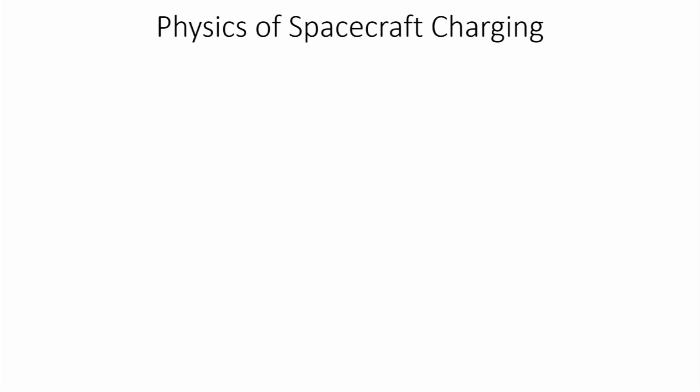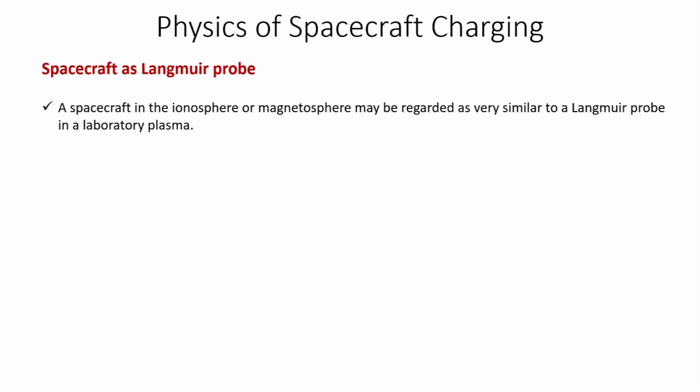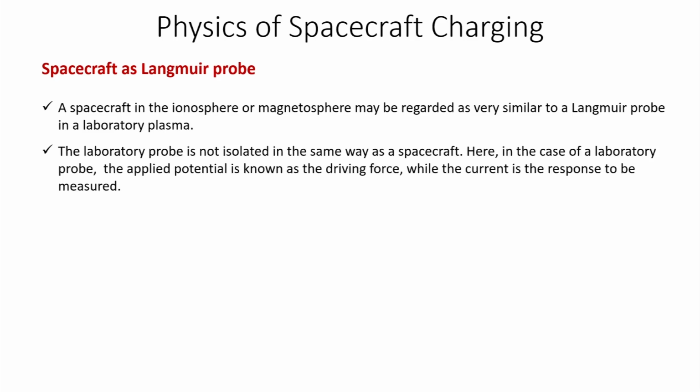Okay. Now, we will quickly discuss how spacecraft charging happens. As I already said, it is because of the speed difference, not the kinetic energy, it is the velocity difference, the mass difference of the proton or ion and electron. So, if I consider a spacecraft as a Langmuir probe, a spacecraft in the ionosphere or the magnetosphere may be regarded as very similar to the Langmuir probe in a laboratory plasma.